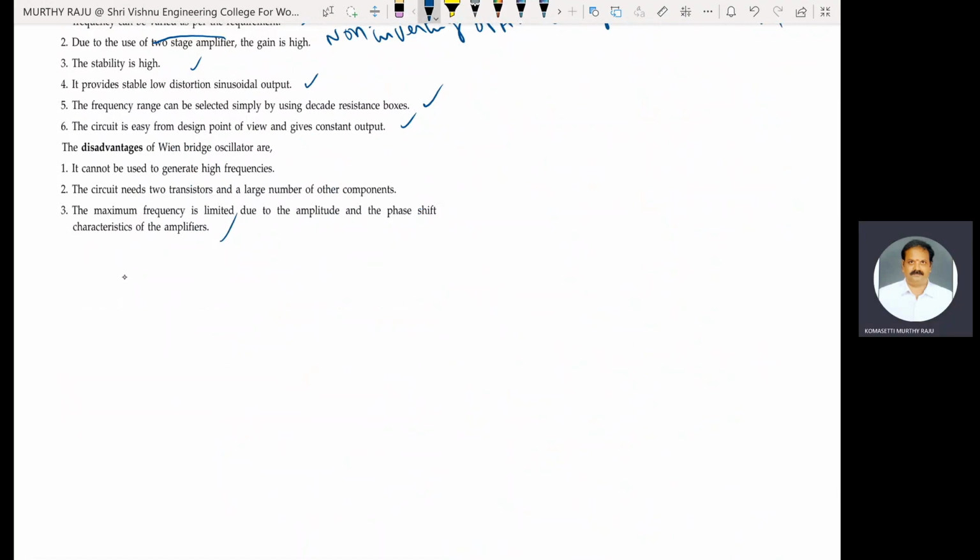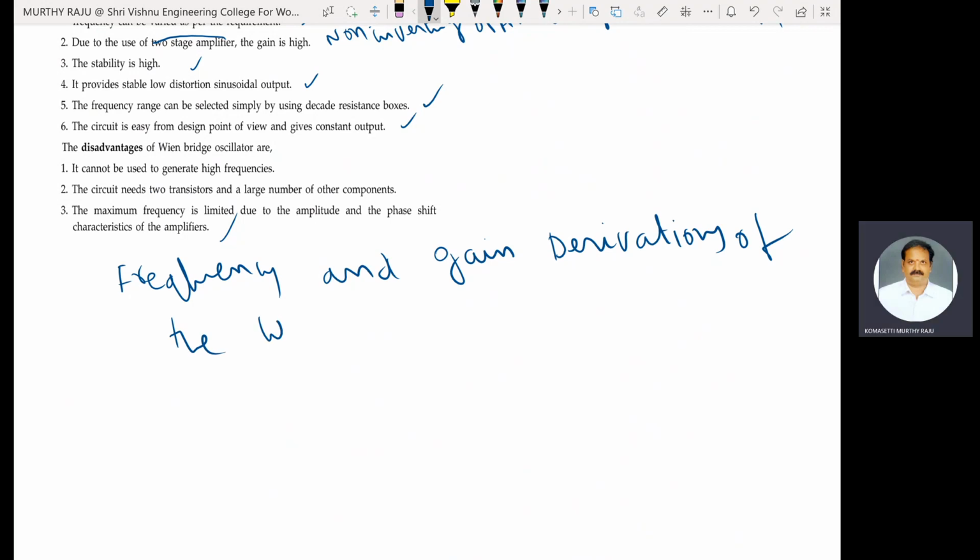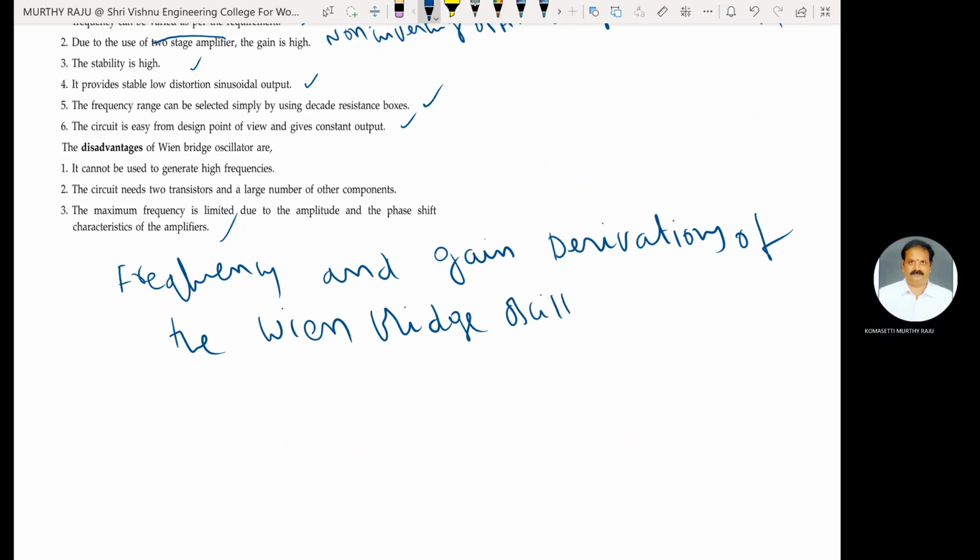Frequency and gain derivations of the Wien Bridge Oscillator.